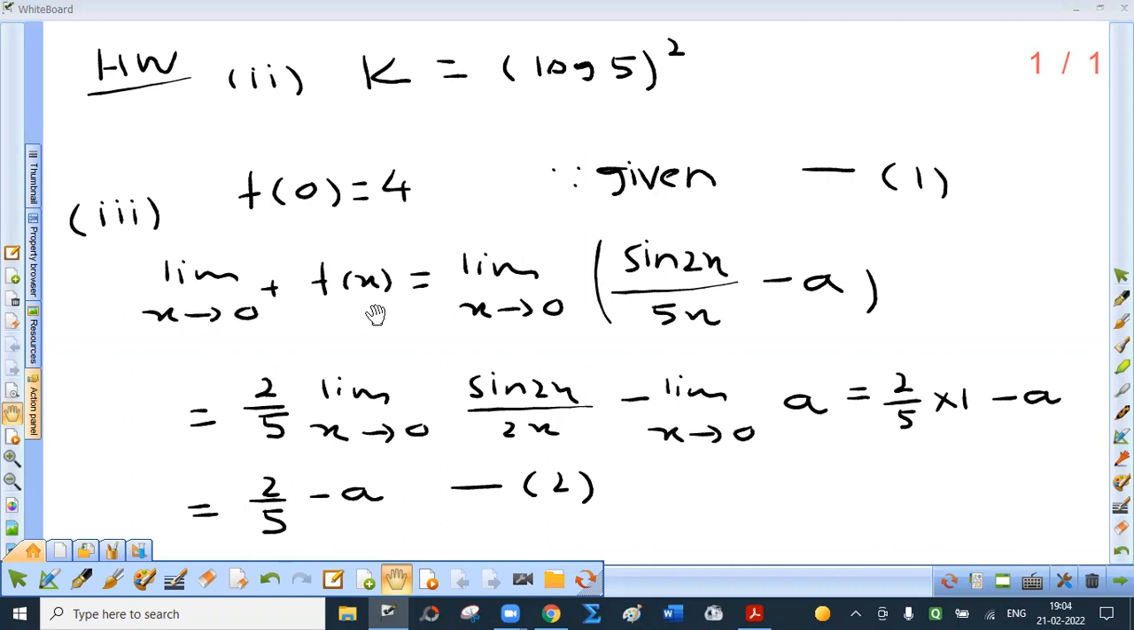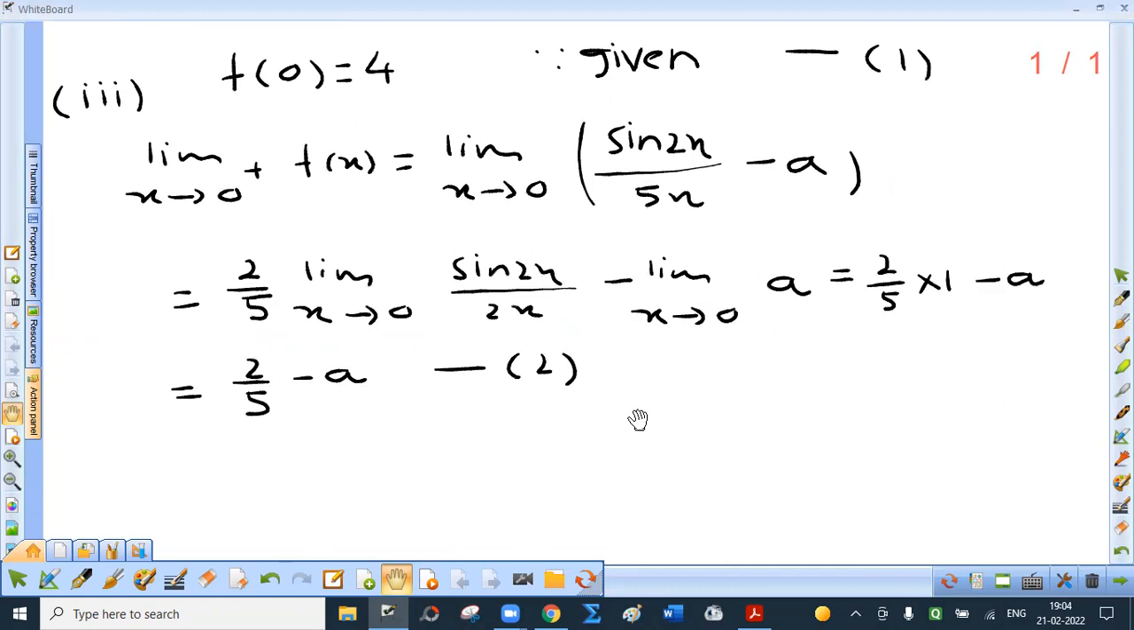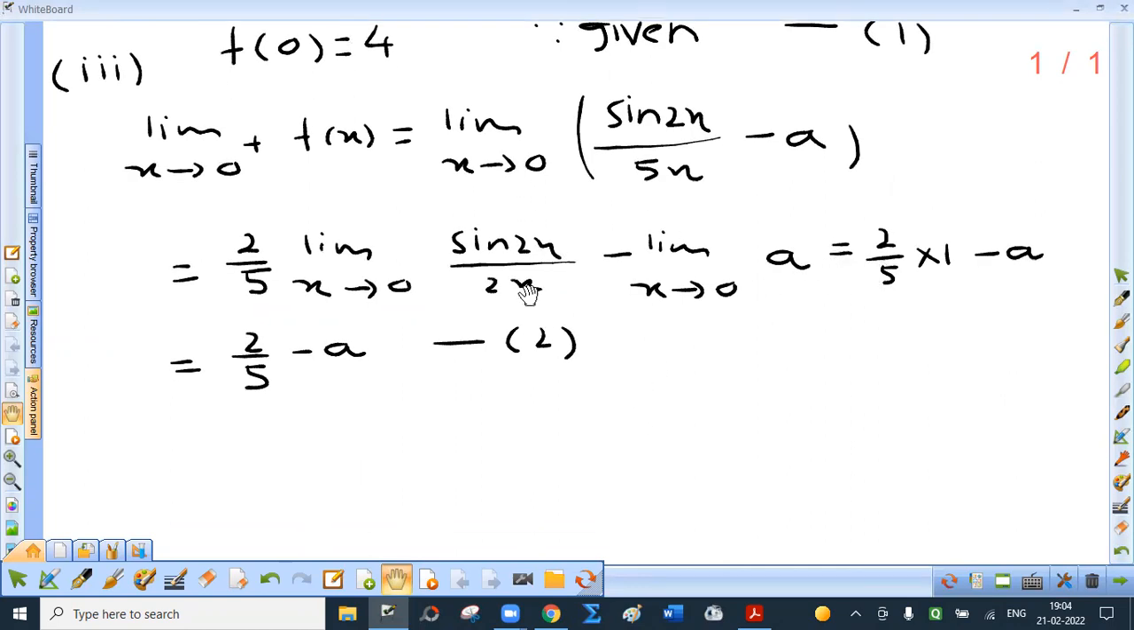Limit x tends to 0 plus f x is limit x tends to 0. For 0 plus means greater than 0, we have to consider this function. Sin 2x upon 2x we need. That is why I have directly written 2 by 5. We have written the same thing but in required form. Limit of constant is constant. Now we have to mention the reason that as x tends to 0, 2x tends to 0, and this is standard limit. Its value is 1. So what is right hand limit? 2 upon 5 minus a.